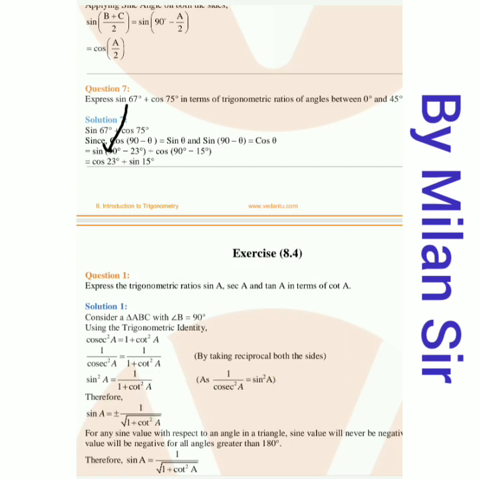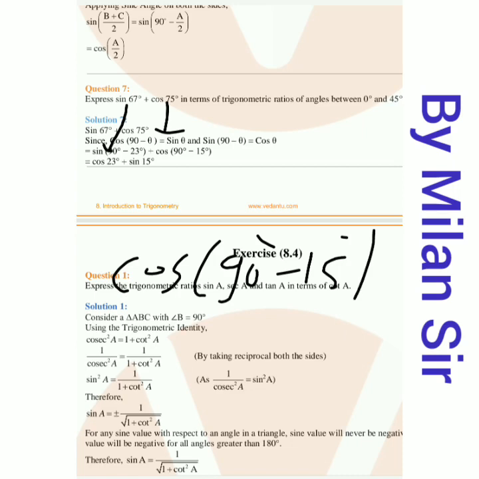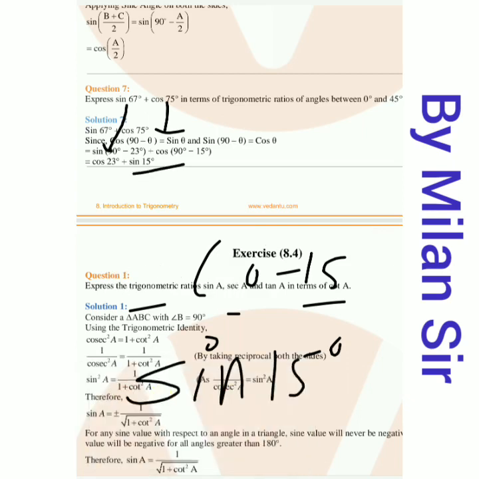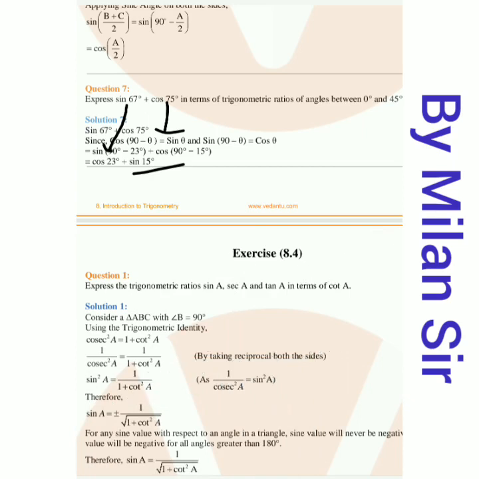Same thing we need to do in the second term. Here cos 75, so I can write cos (90 minus 15), because 90 minus 15 is equal to 75. Here is the form of cos (90 minus theta), theta is equal to 15. So my answer is sin theta, that means sin 15. Right? So the answer of my second term is sin 15. So finally we got cos 23 plus sin 15. Both these angles lie between 0 and 45. So this is our final answer.